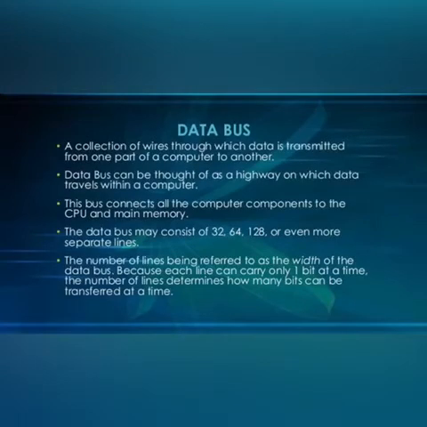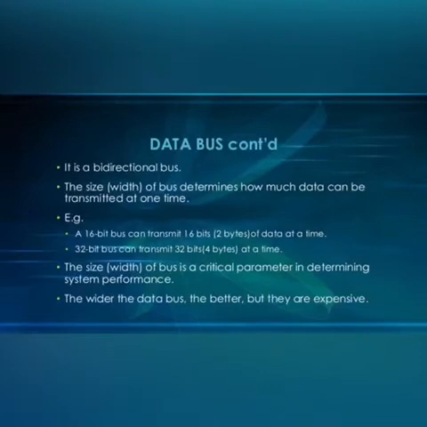The number of lines is referred to as the width of the data bus, because each line can carry only one bit at a time. The number of lines determines how many bits can be transferred at a time. It is a bidirectional bus. The size, or width, of the bus determines how much data can be transmitted at one time.